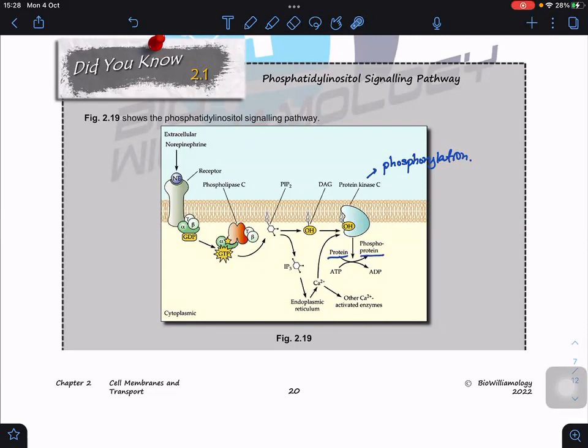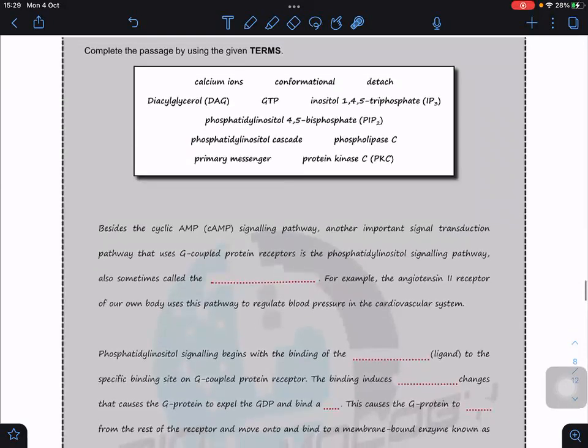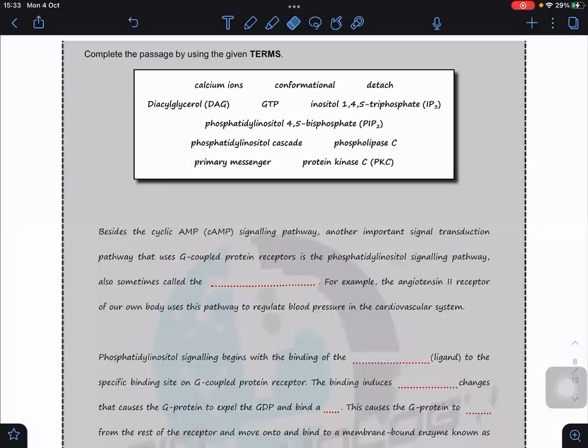Okay, and also in this case, you can see the endoplasmic reticulum releases the calcium ion. Calcium ion will activate other kinds of enzymes. Okay, so this one I will go through. You can try it. Okay, 5 minutes. Okay, let's continue to see what the answer is.